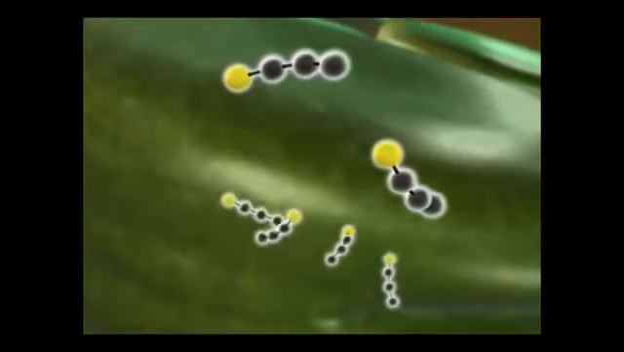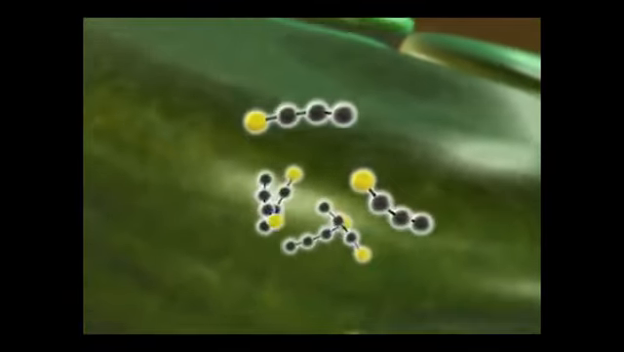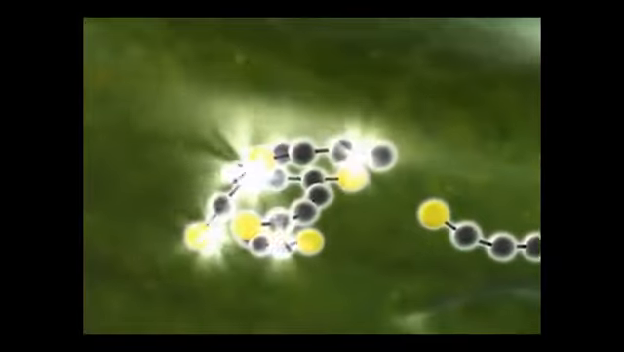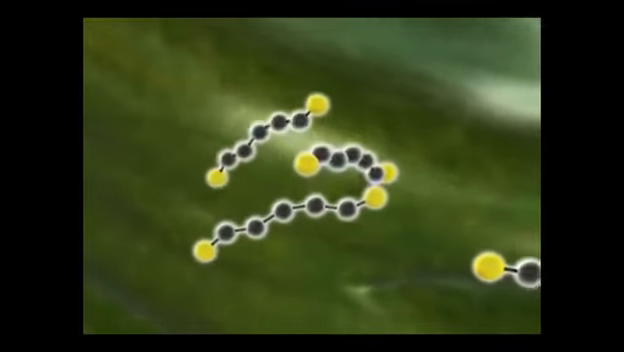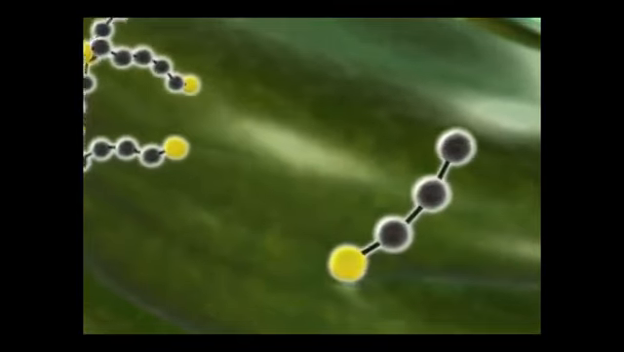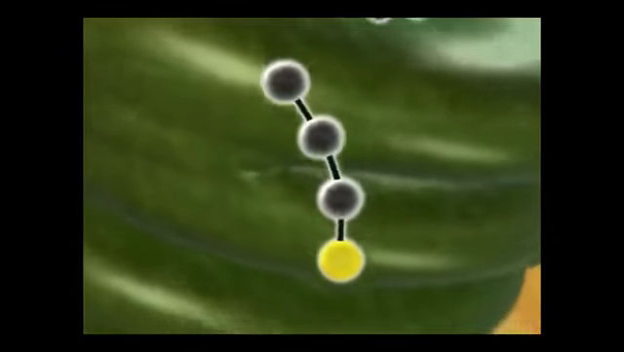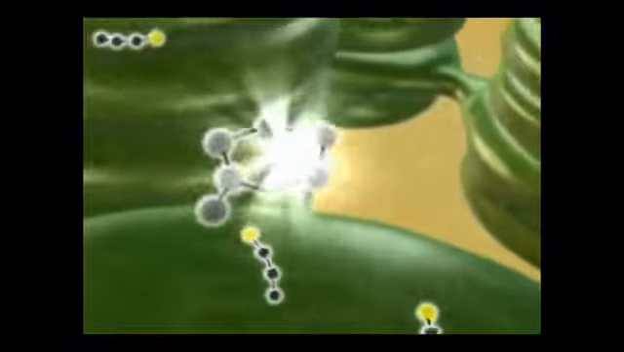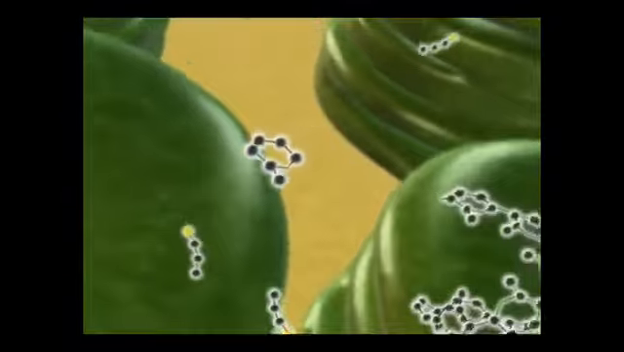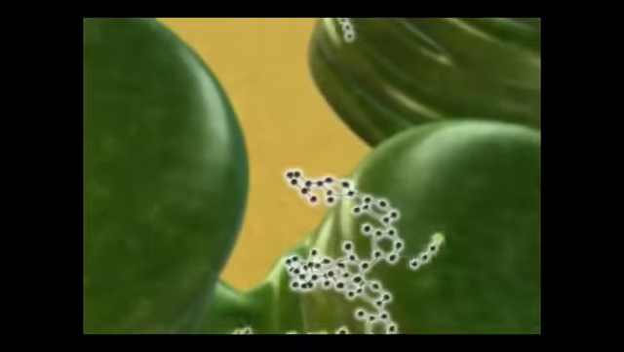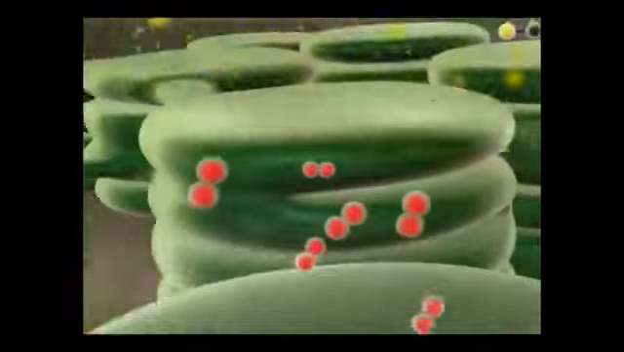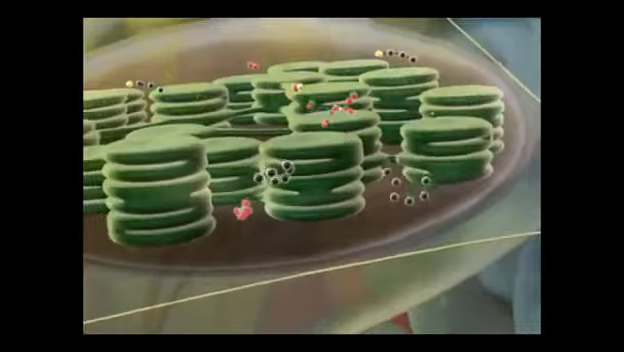Most of the G3Ps are rearranged back into RuBPs that will begin the Calvin cycle again. But the important product of photosynthesis is the remaining G3P sugar. Some G3Ps are used to build glucose, which can combine into starch or cellulose. Still other G3Ps form sucrose.